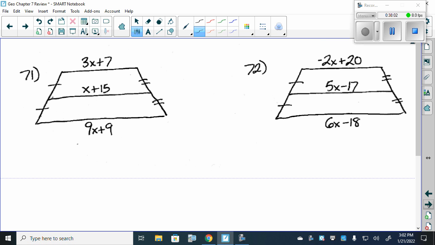For 71 and 72? Yes. So we would do it the exact same way as we would do the other ones, because we would set this up using the formula and then solve for the value of x. Are there any other questions on these here?